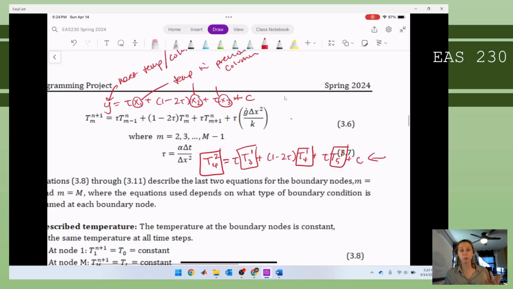Once you figure that out, then you can go ahead and write this equation a couple more times with a couple different m values and n values, and you can start to figure out a pattern. Once you figure out the pattern, then you can go ahead and write your code in a loop. And that's essentially what the document tells you to do. Write it in a loop.